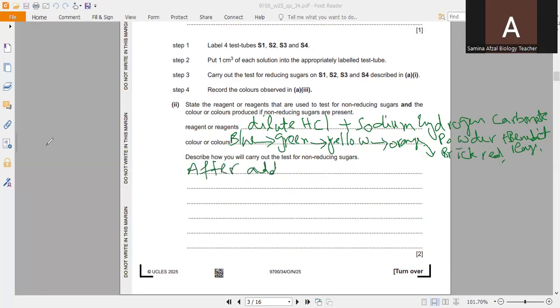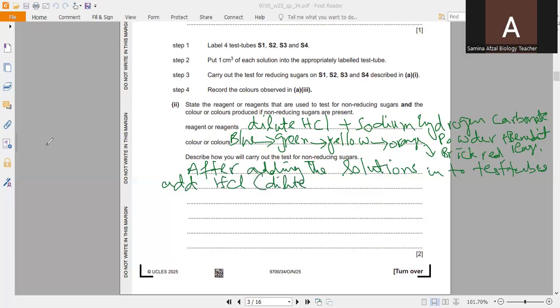after adding the solutions into test tubes, add dilute HCl and heat, and then wait for cooling.